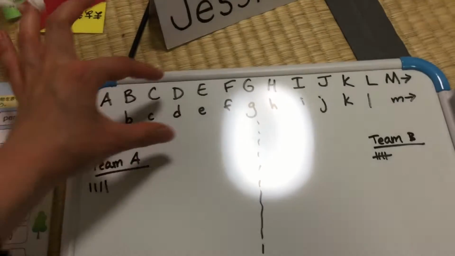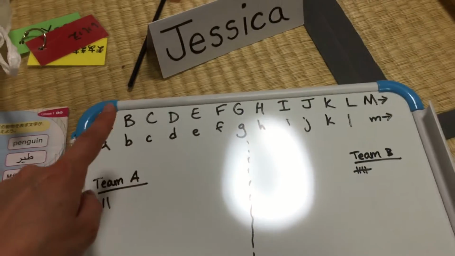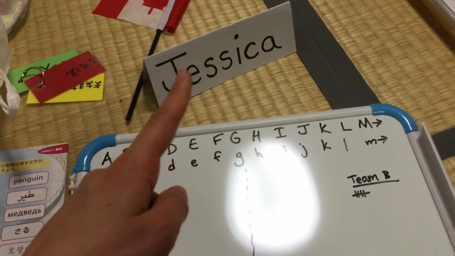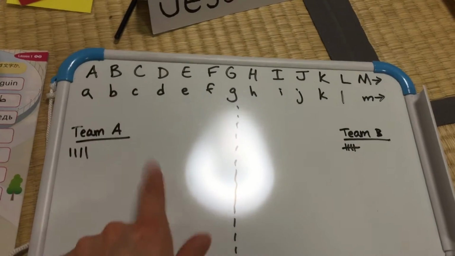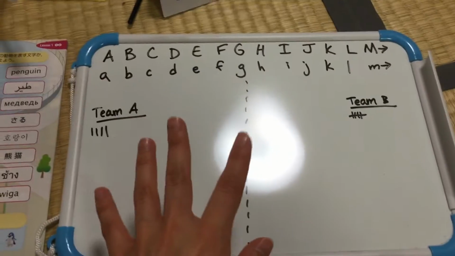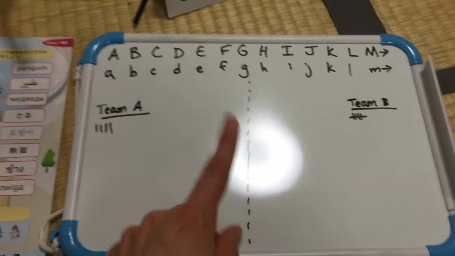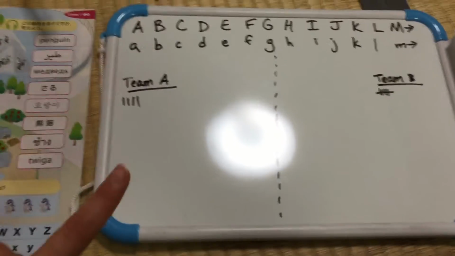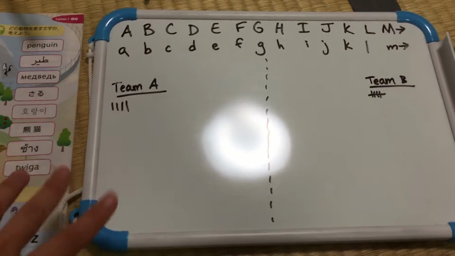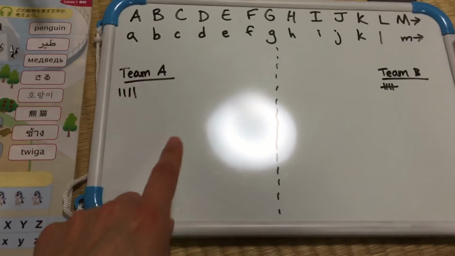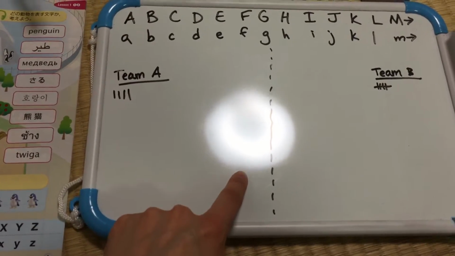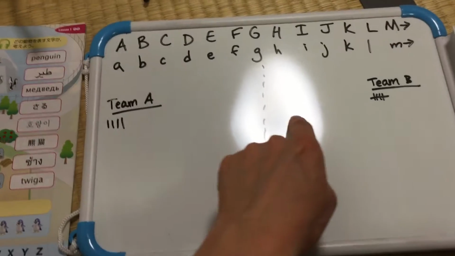So anyways, after we do the capital letters and the lowercase letters and recognizing those, I say, let's play Mission Impossible. Now, Mission Impossible is a game that I found off of Inglopedia.net, and it's basically a race game where you have to put up the same letters that the ALT or teacher writes on the board.